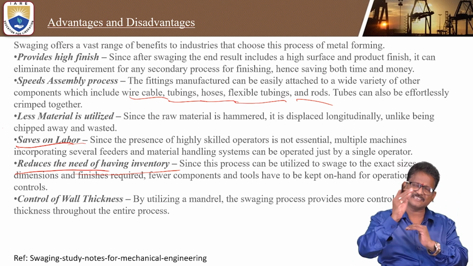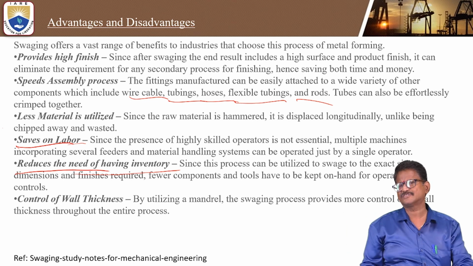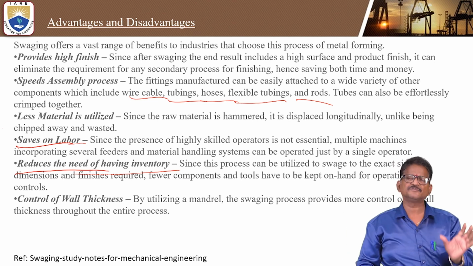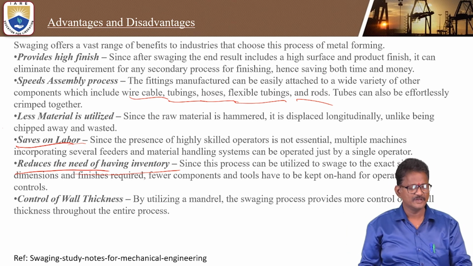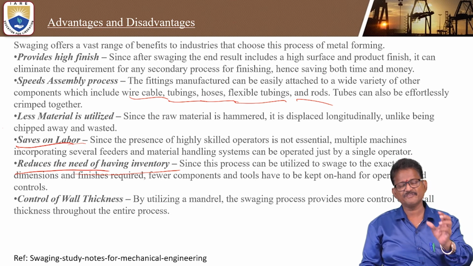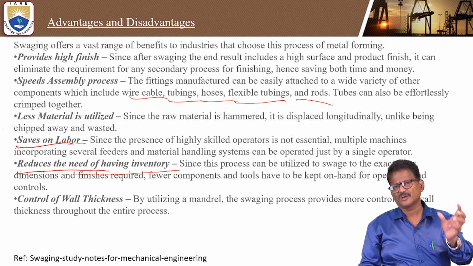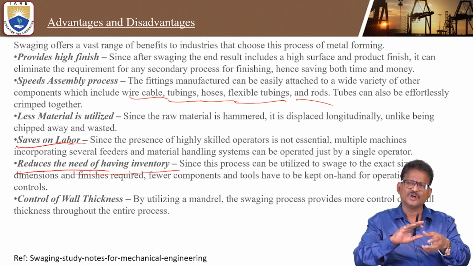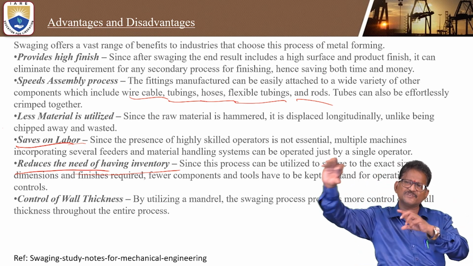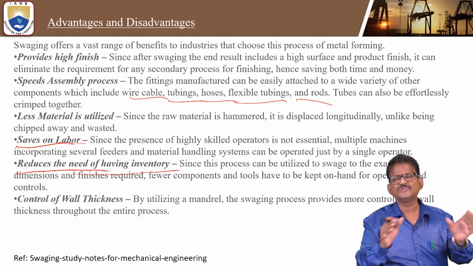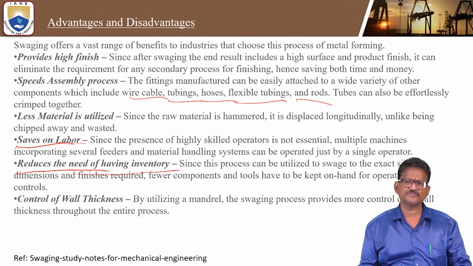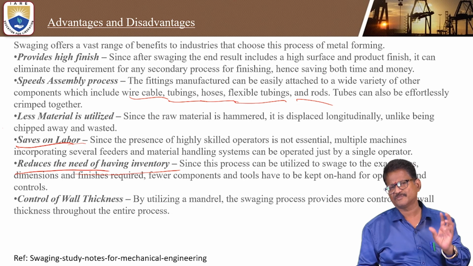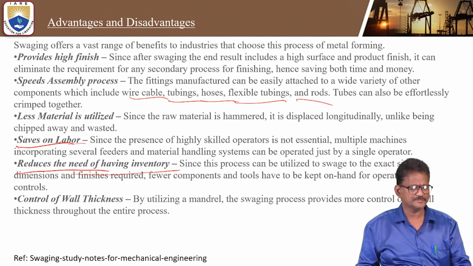Once you set it, it can run continuously for 8 hours, effectively, as long as the material supply is maintained. And it reduces the need for having an inventory. Whatever is made, these wire cables, tubings, hoses, flexible products, can be transferred immediately to the customer. You don't need to put them again in a stock room or storeroom, because inventory cost can also be eliminated in this process.